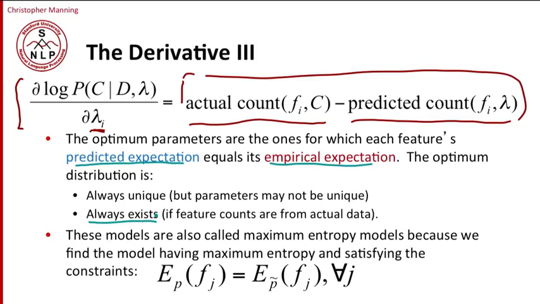This is something I'll come back to later, but these models are also called maximum entropy models because we find that what we're actually doing is finding the model that has maximum entropy while satisfying these constraints on the expectations.